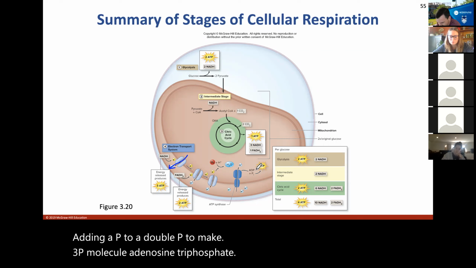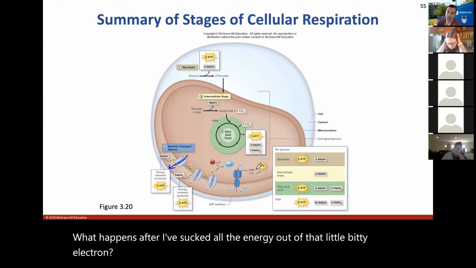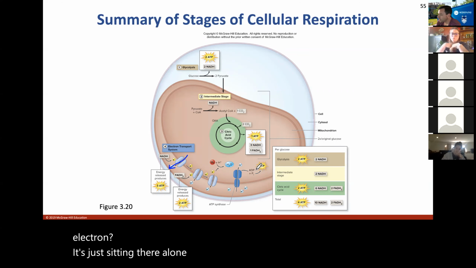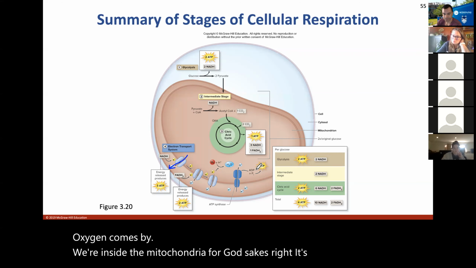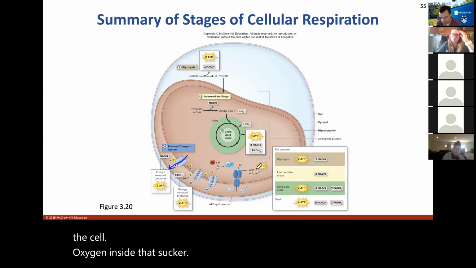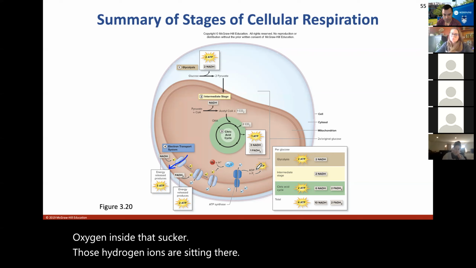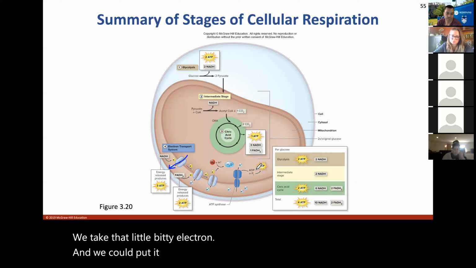What happens after I've sucked all the energy out of that little bitty electron? It's just sitting there alone, feeling used. Who comes by? Oxygen comes by. We're inside the mitochondria, for God's sakes, right? It's the powerhouse of the cell. Oxygen's inside that sucker. Those hydrogen ions are sitting there. We take that little bitty electron and we can put it to good use. And we connect those two individuals together and we make water out of it.